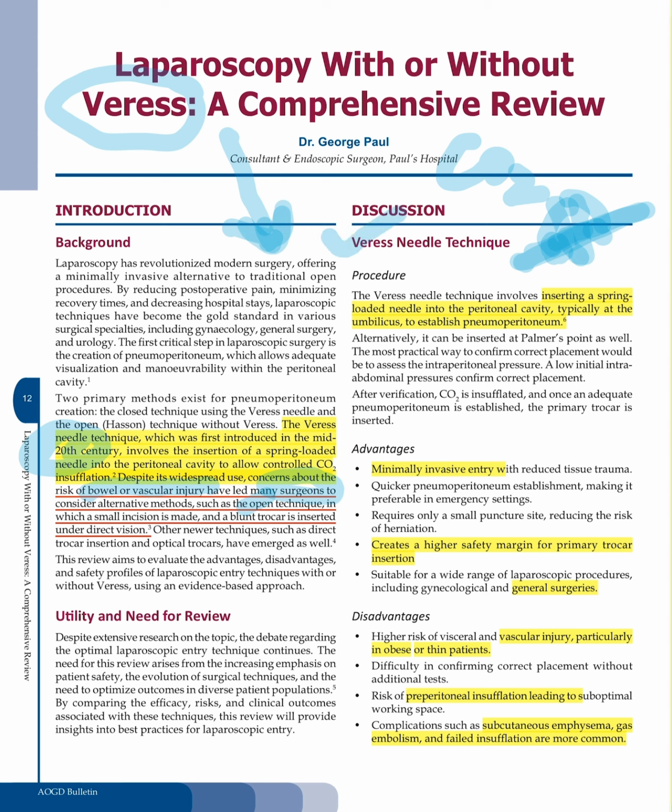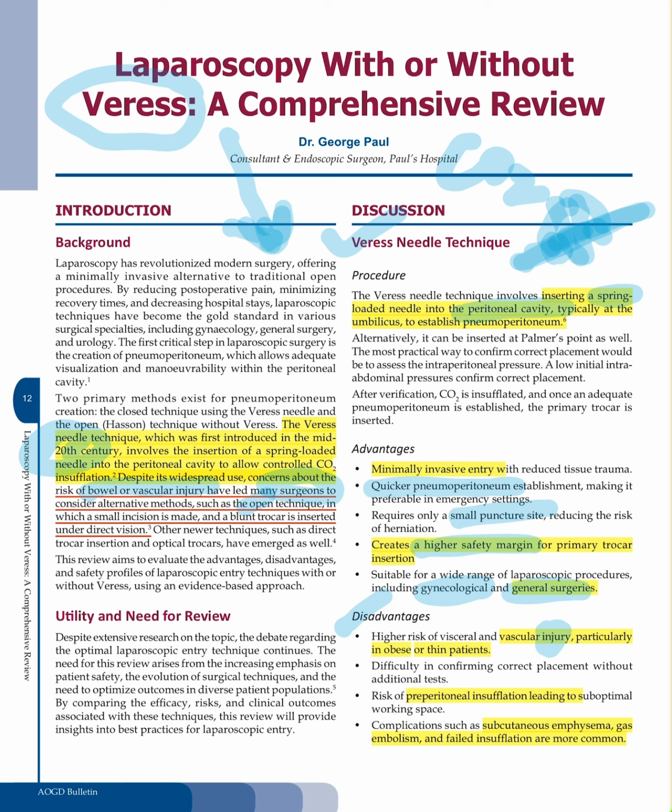So first we'll learn about the Veress needle technique. It's a spring-loaded needle which enters into the peritoneal cavity and creates a pneumoperitoneum. Advantages of this: it's minimally invasive. After removing the trocar, we can give one or two stitches. That's it. And pneumoperitoneum is possible quicker. Small puncture site, high safety margin, and you can use it in gynecological and general surgery as well. Disadvantages: because it is a needle, it has an injury risk.